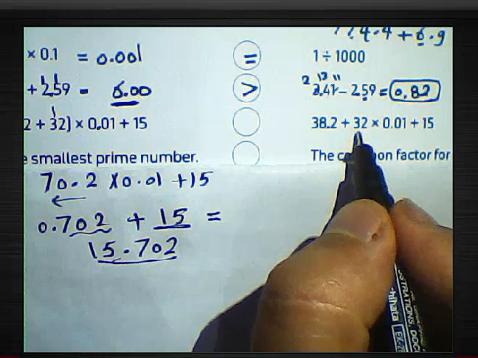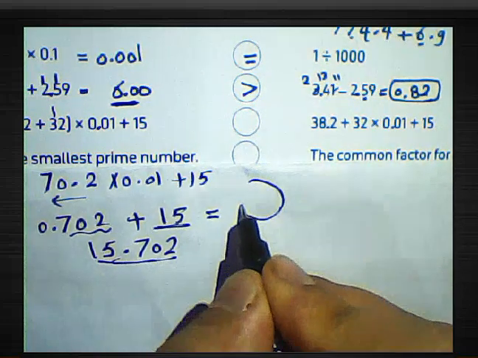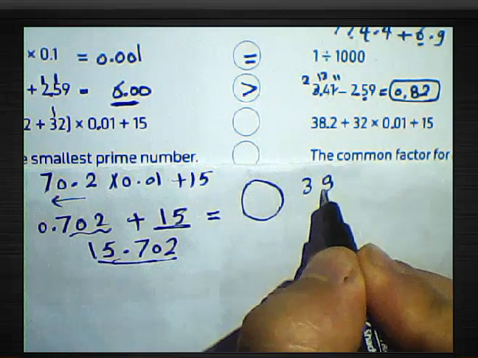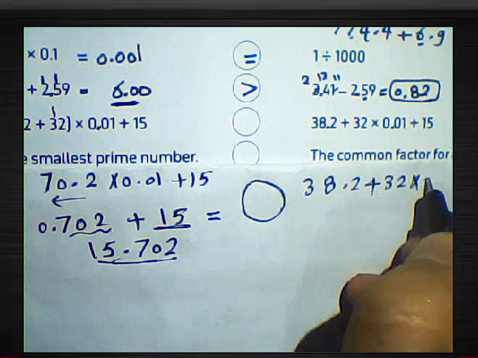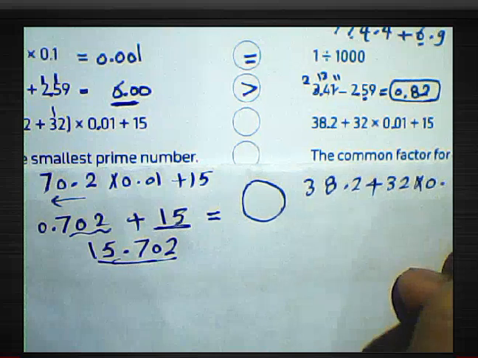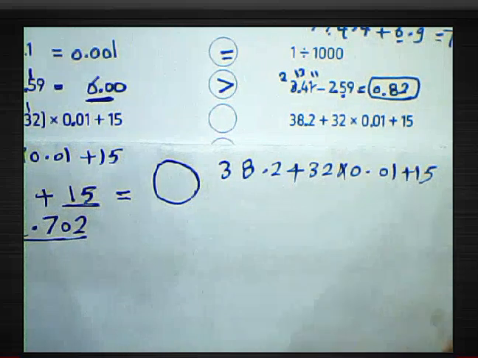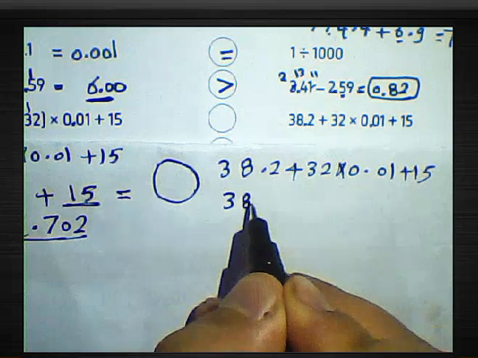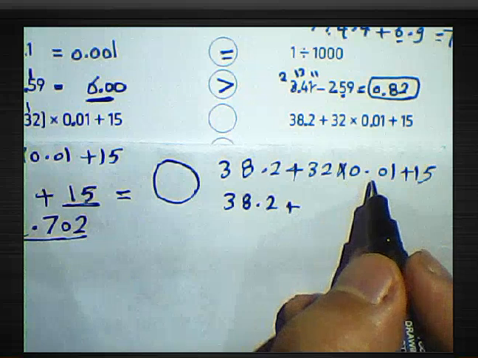38.2 plus 32 times 0.01 plus 15. Okay, we can solve this here. 38.2 plus 32 multiplied by 0.01 plus 15. We can find the result here.